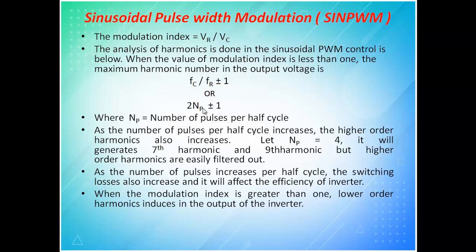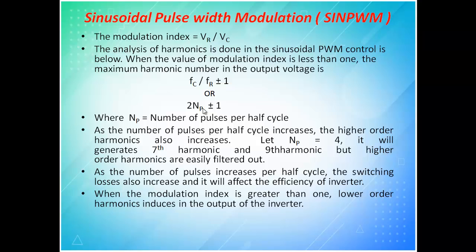Okay, the harmonic analysis in sine PWM control is as below, where the value of the modulation index is less than 1, giving the maximum harmonic number in the output voltage. NP is the number of pulses per cycle. As the number of pulses per cycle increases, the higher order harmonics also increase. Let NP be equal to 4, it will have the 7th harmonic and 9th harmonic, but the odd harmonics are easily filtered.